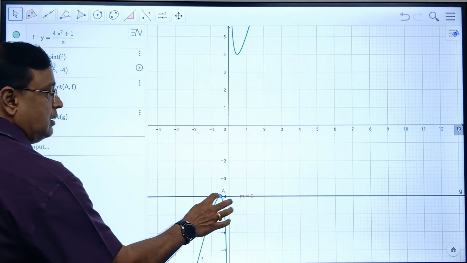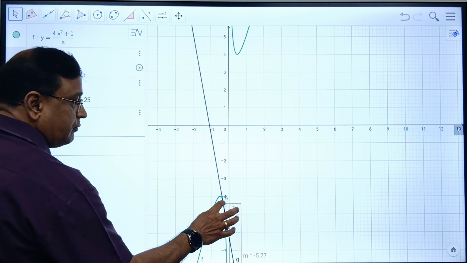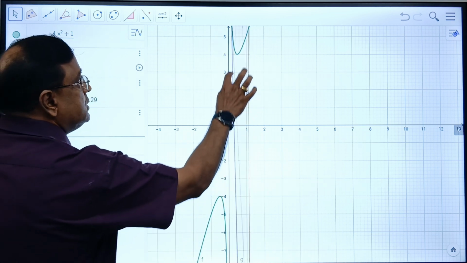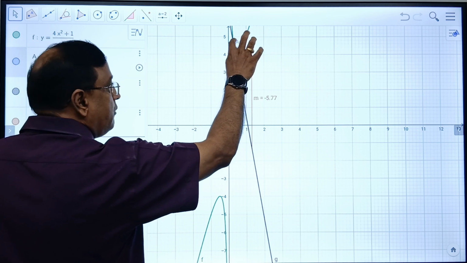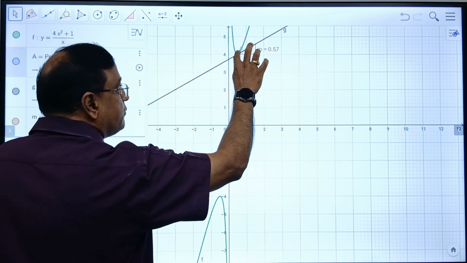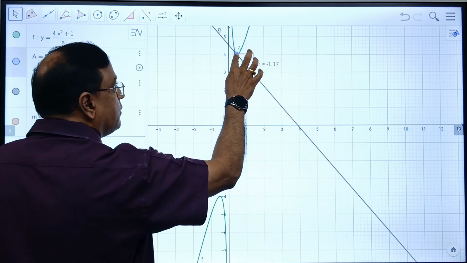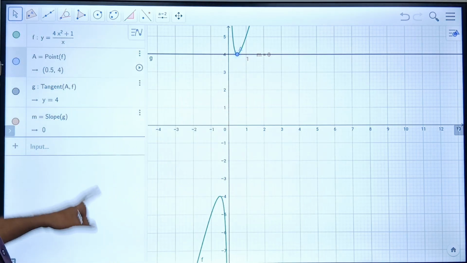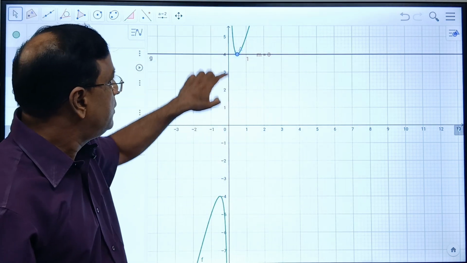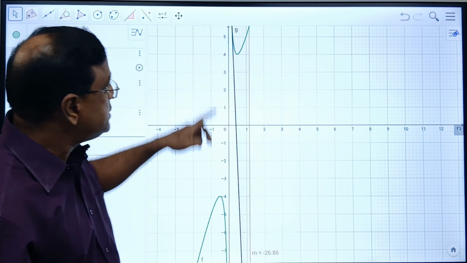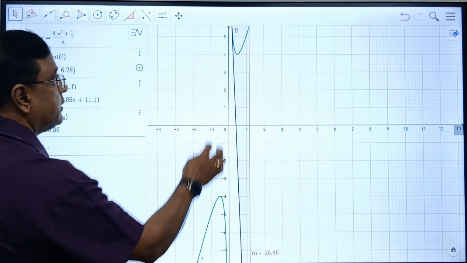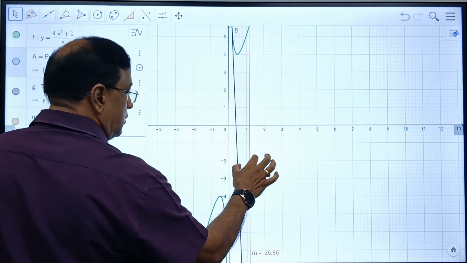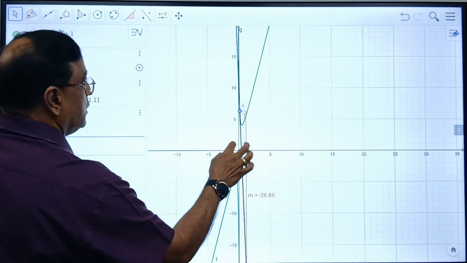Then what happens? From half, I'm moving, and I have reached here. See, from minus half till I reach half, it will be decreasing only. You can see again, slope is negative. You see, slope is negative. There it is gone. Okay, slope is negative.